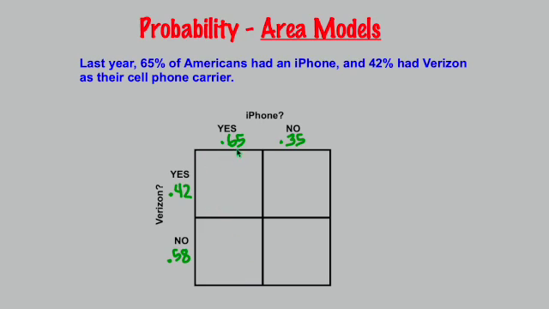What you do is you take this box, which would be a combination of yes iPhone and yes Verizon. So we're going to take these two numbers and multiply them together. So on your calculator right now, you take 0.65 times 0.42. And I already went ahead and did that. And the answer for that is going to be 0.273 or 27.3%.